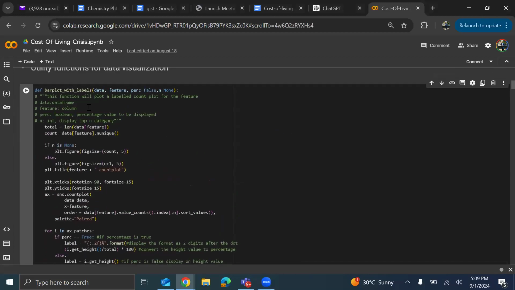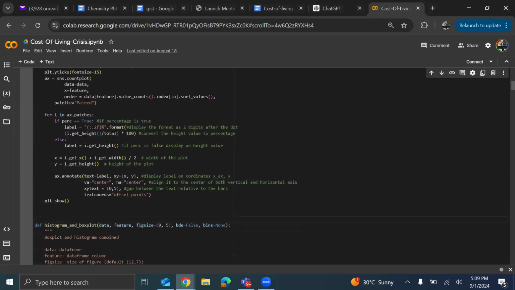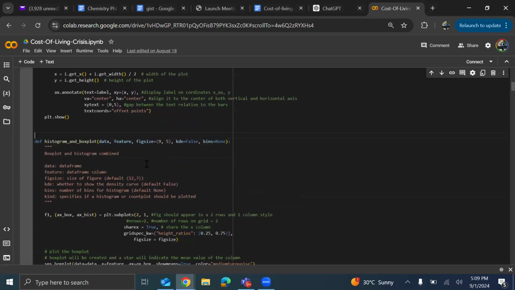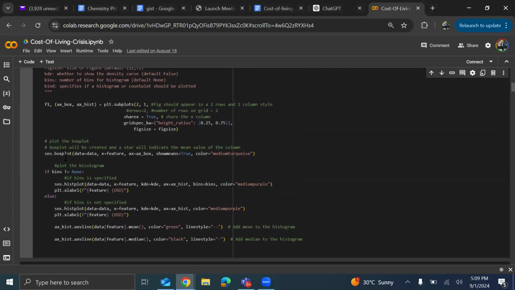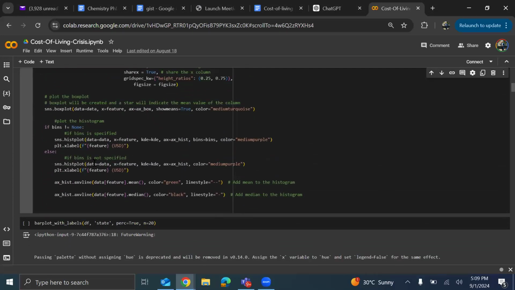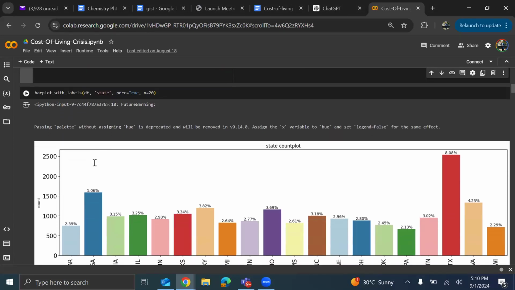So then I did some visualizations. These were utility functions that I used for my visualization. Instead of calling this code again and again, I just wrote it in a function that I can use repeatedly. You can see what we have here.